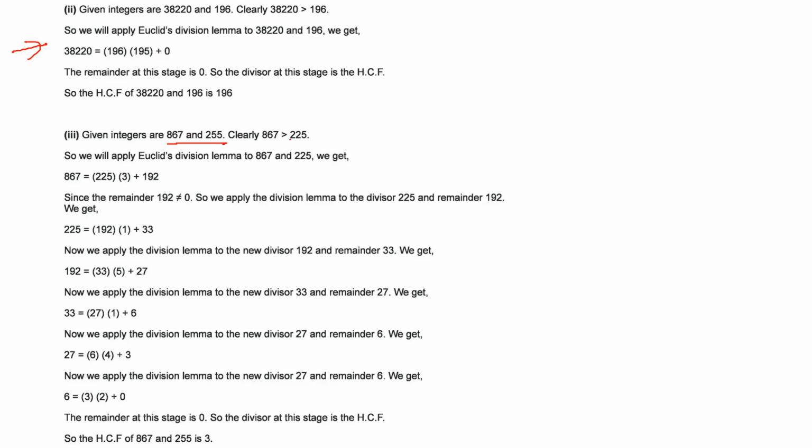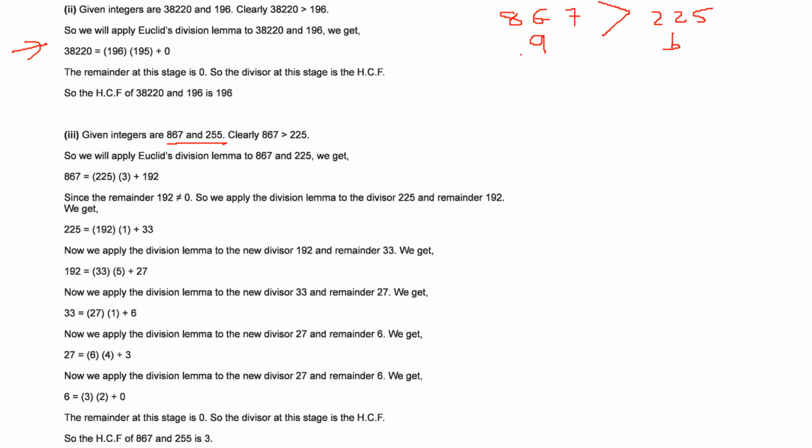So 867 and 225. First, what we have to find out: 867 and 225 are two numbers, and we have to find out the HCF. How do we do this? The first thing is we have to find which one is greater. So 867 is greater than 225. So this will be A, this will be B.